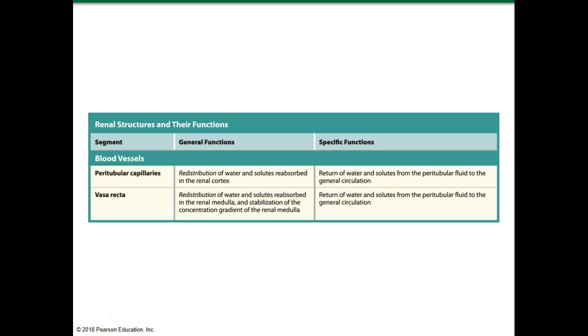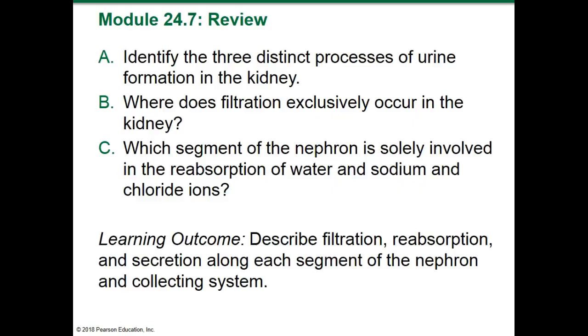Okay, and then the peritubular capillaries, which are all the little capillaries that surround the tubules. We have redistribution of water and solutes that are reabsorbed in the renal cortex. We have return of the water and solutes from the peritubular fluid to the general circulation. And the vasa recta, which are in the juxtamedullary nephrons. We have redistribution of water, but also solutes are reabsorbed in the renal medulla, stabilization of the concentration gradient. And we have return of the water and solutes from the peritubular fluid to the general circulation.